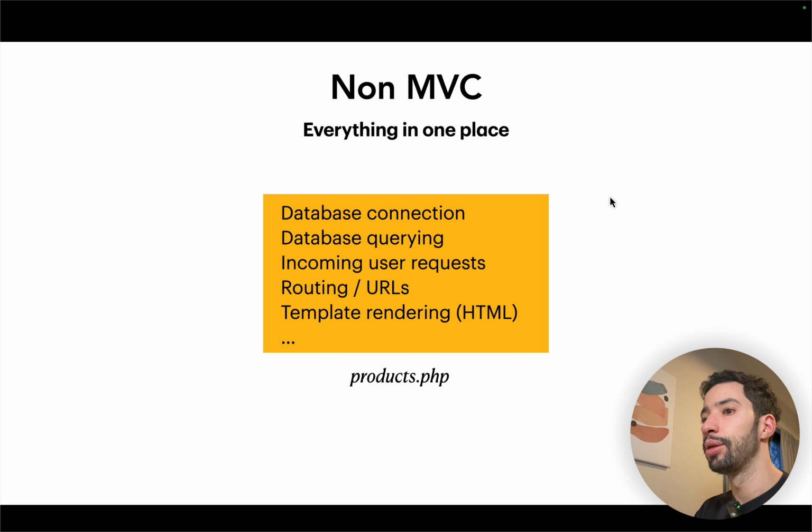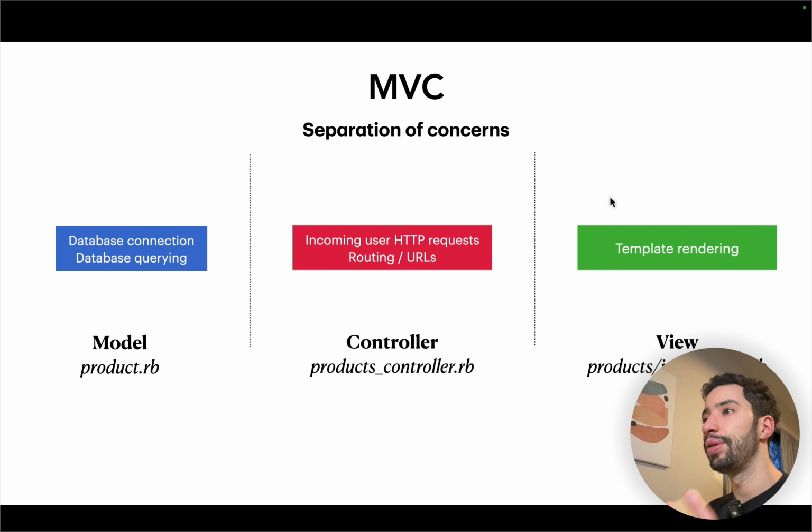And that obviously at first can seem convenient because you don't have to organize different types of files, but very quickly you're going to be overwhelmed with all the features and the concepts that are inside one file, and your file is going to be super large and very hard to maintain and to read. So what MVC does is separation of concerns. We have three types of files. We have models, we have controllers, and we have views.